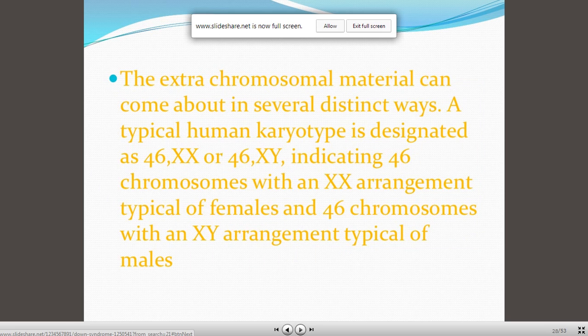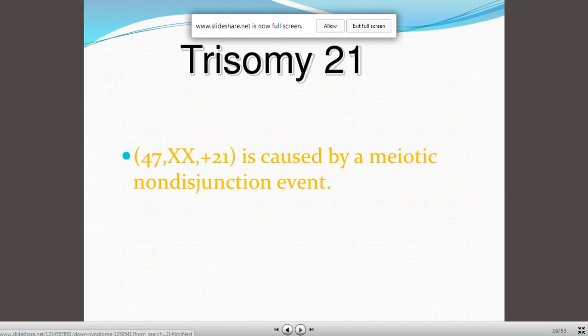The extra chromosomal material can come about in several distinct ways. A typical human karyotype is designated as 46XX or 46XY, indicating 46 chromosomes with an XX arrangement typical of females, and 46 chromosomes with an XY arrangement typical of males. Trisomy 21.